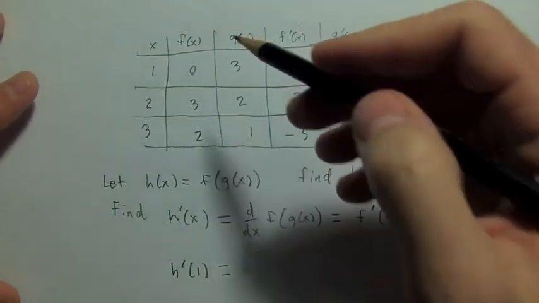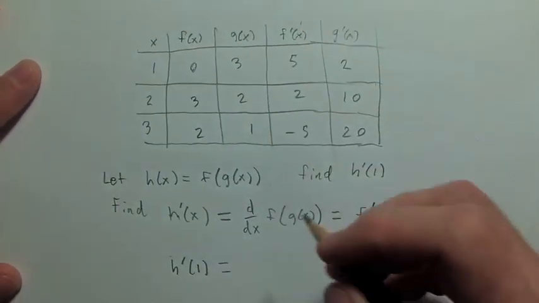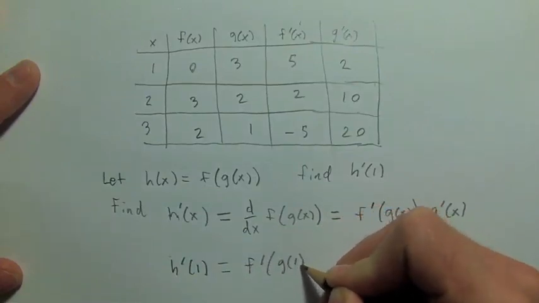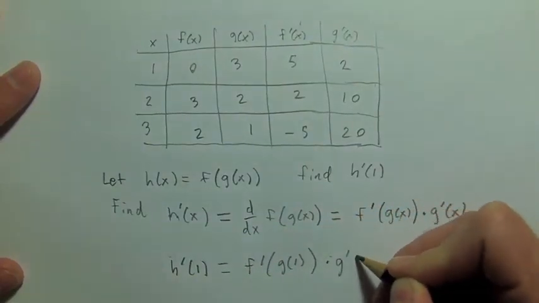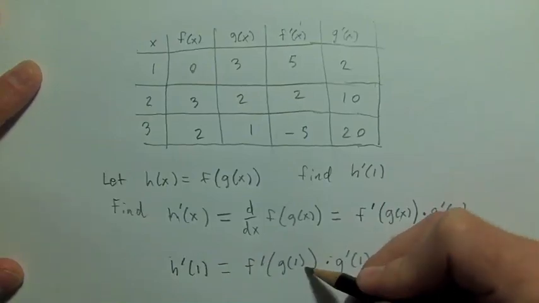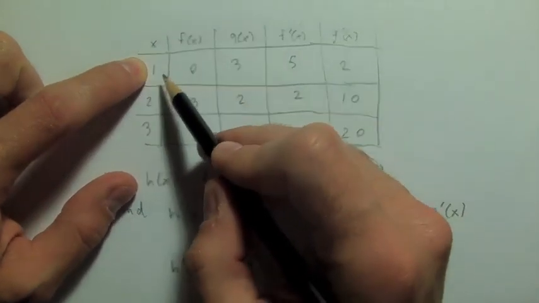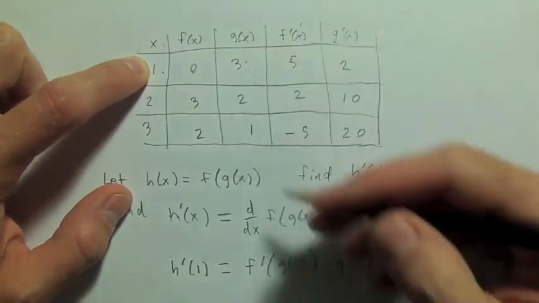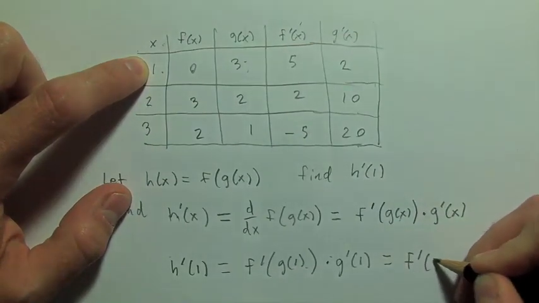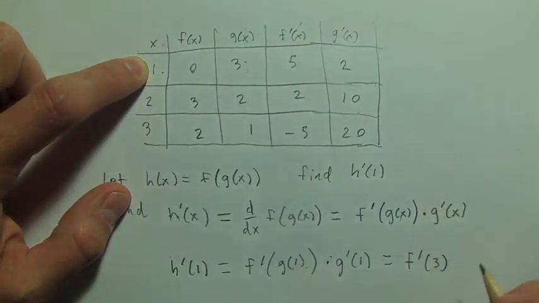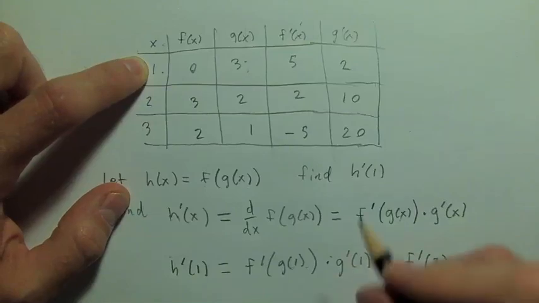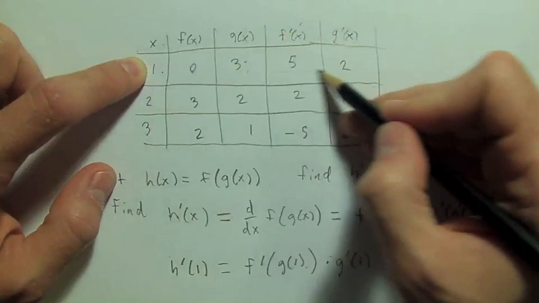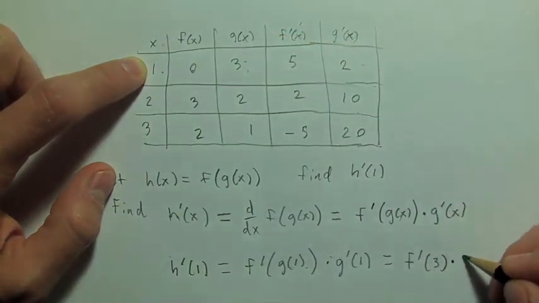And from here, if I wanted to find h prime of 1, well, I'd go to the table to find all my values, because I just plug 1 in for all my x's, so I'd get f prime of g of 1 times g prime of 1. So g of 1, so I go to my table where x is equal to 1, I go over to g, so g of 1 is 3. Right, so this is f prime of 3, I've just found here, then times g prime of 1, and g prime of 1, I didn't write this very well, but I go over to g prime in my table, and that's times 2.